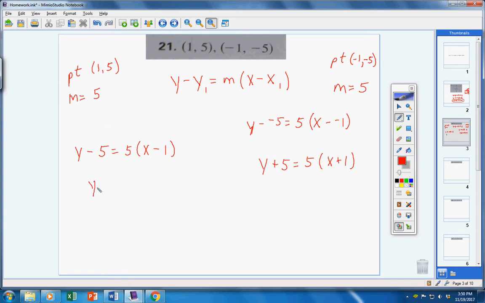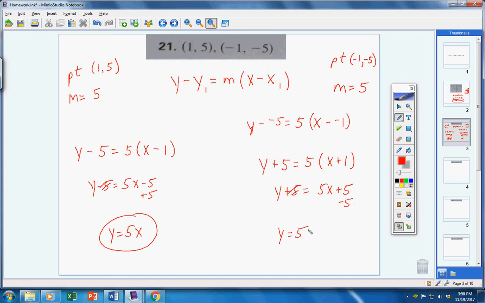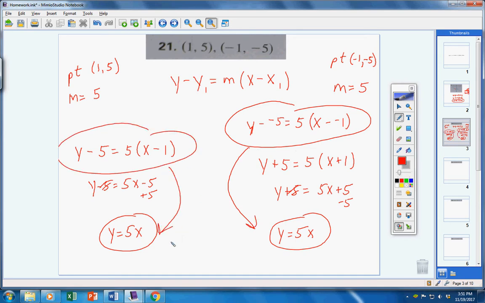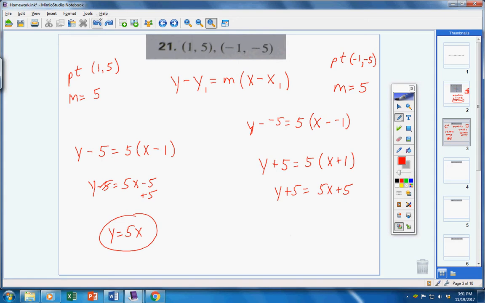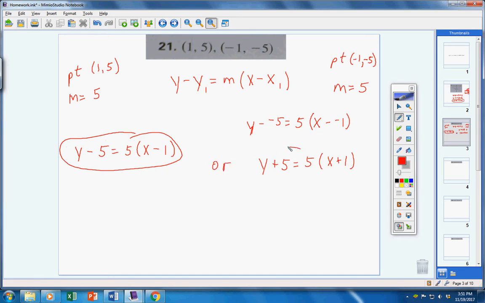Let's get y by itself real quick here, okay? Now let's get y by itself over here. You get the exact same equation. So when you simplify this, you get this. When you simplify this, you get this. The exact same equation. Okay, so if I asked you to write an equation in point slope form, in this case here, I would give you full credit for this answer or this answer here. Either one is fine. Okay, 23, same thing.